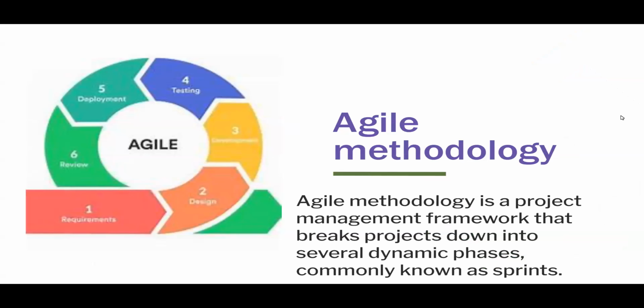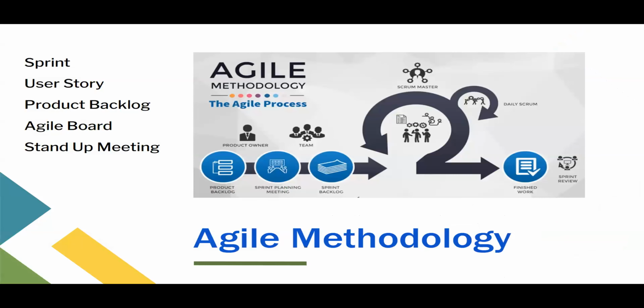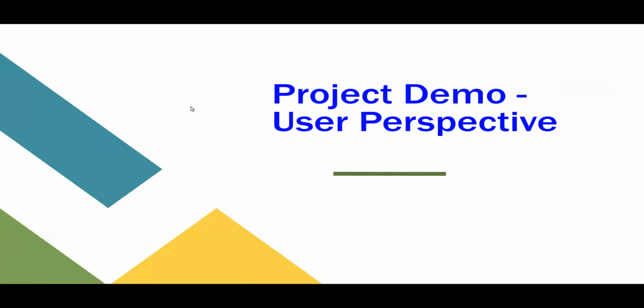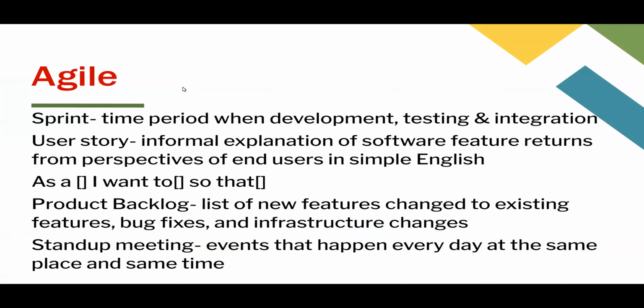Agile methodology is a project management framework that breaks projects down into several dynamic phases, commonly known as sprints. These are the common terms which we use in the agile methodology. In our project we had 4 sprints, and each sprint took 2 weeks, where the development, testing, and integration were done in each sprint.